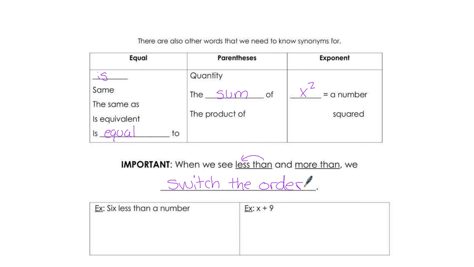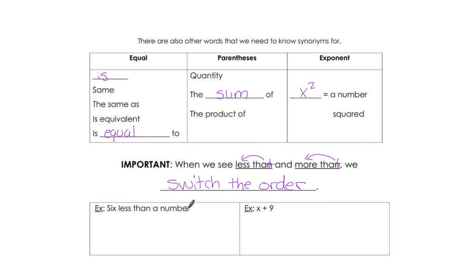More than, we need to switch the order. I always think more than reminds me of move that, because then it almost looks like that. So I need to move that number. Less than, I need to move that number. Then it looks like that. So for example, we have 6 less than a number.